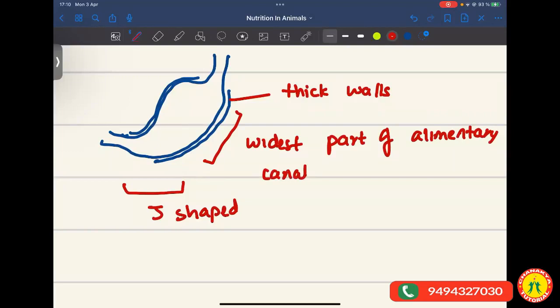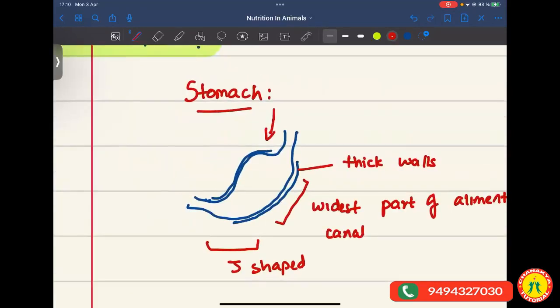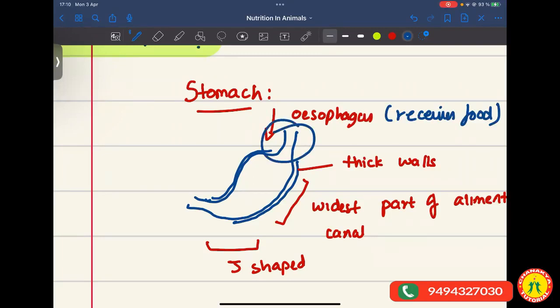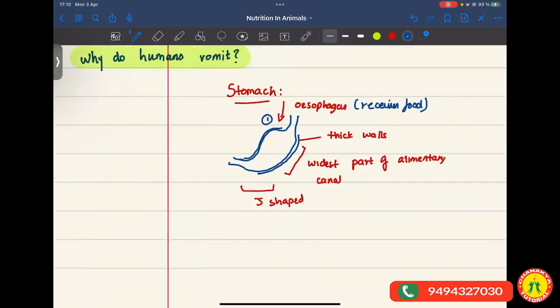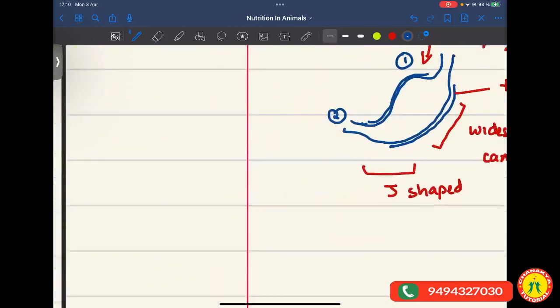Okay, and what happens? It receives food from the food pipe. So basically, the esophagus. From the esophagus, it receives the food. Okay, and then what will happen from the food pipe? And that is in one end. That is this one end over here, and this is another end of the stomach. The second end opens into the small intestine.